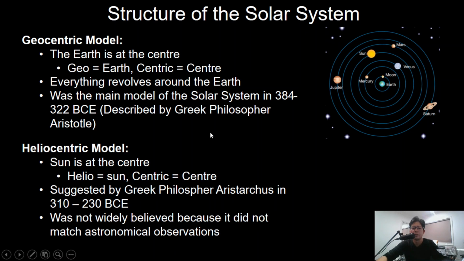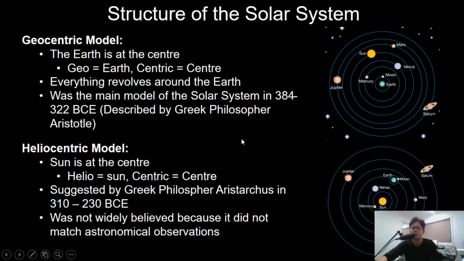We then came to another model of the solar system. This one is known as the heliocentric model. In this model, we have the sun at the center, and helio means sun and centric equals center, which is where we got the word heliocentric. And this model was firstly suggested by the Greek philosopher known as Aristarchus in 310 to 230 BCE, and it originally was not widely believed because it did not match astronomical observations.